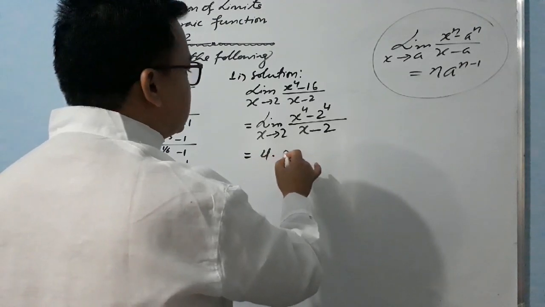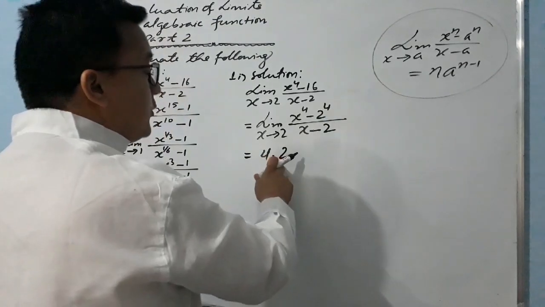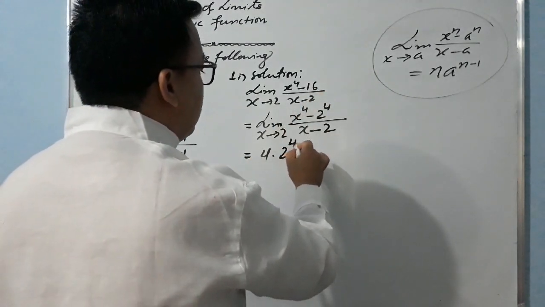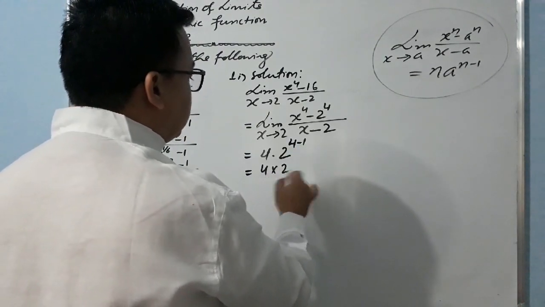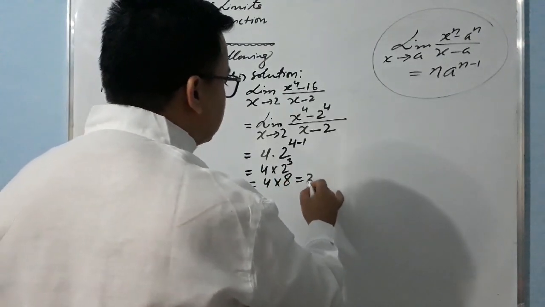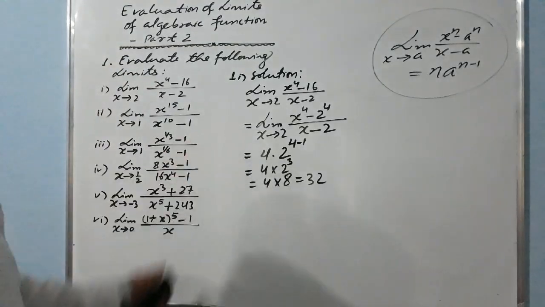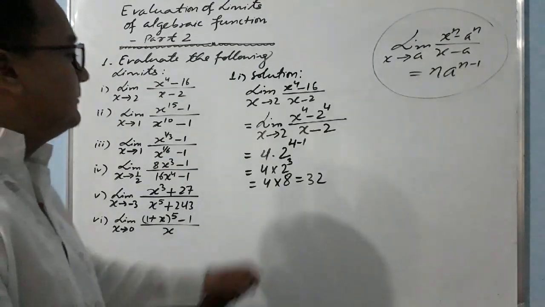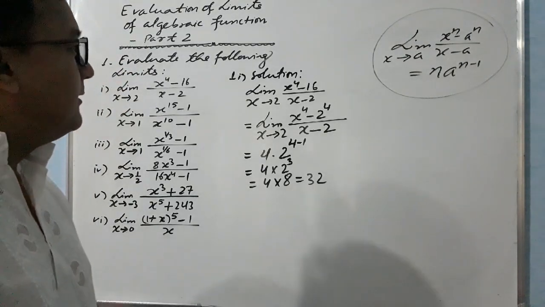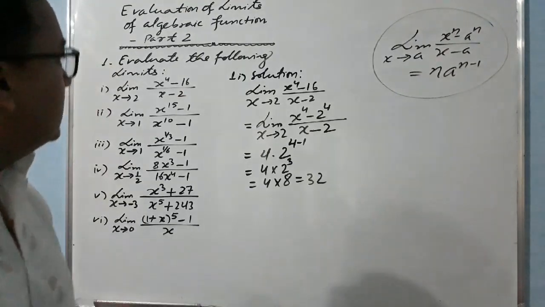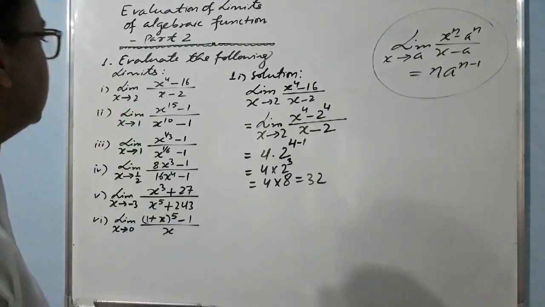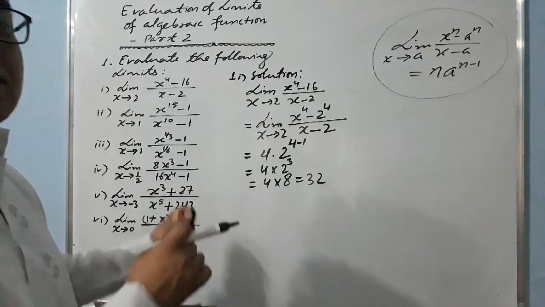It's going to be 4 times 2. Instead of a we have 2, instead of n we have 4, and here 4 minus 1. So 4 times 2 raised to power 3, and as you know 2 raised to power 3 is 8, is equal to 32. 32 is the limit of this function. So easy, a wonderful result, and very easily we got it. I think you got how we evaluate the limit of this type of function. Here is another type, a little bit of a twist compared to the first question.